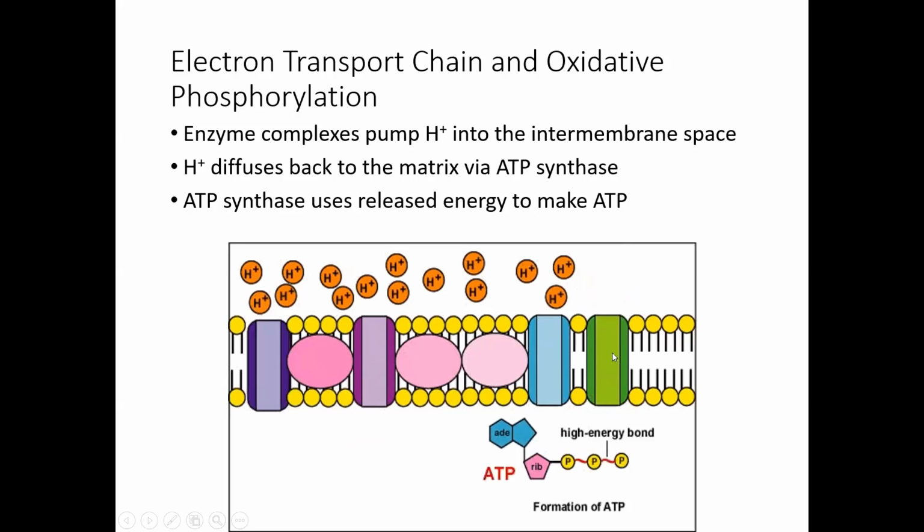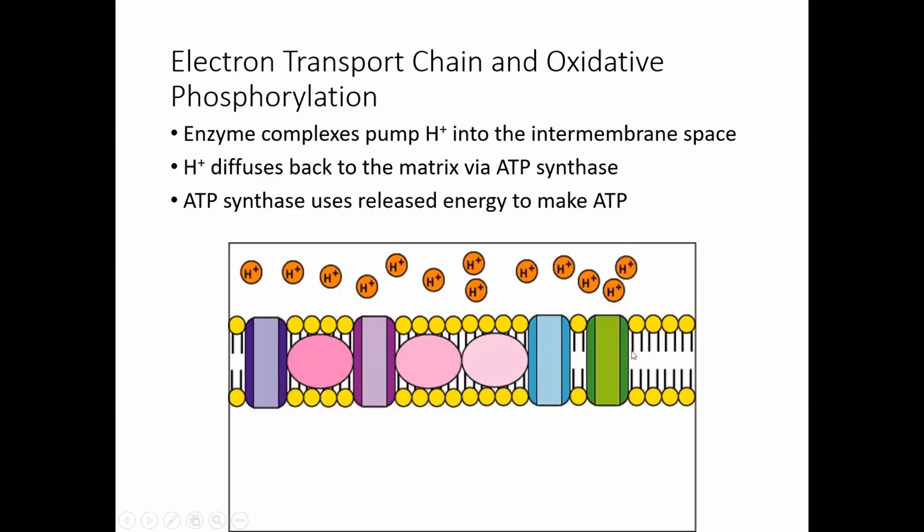And as it does, it causes this enzyme to rotate. Yeah, it actually rotates, it pivots. And when it does, it forces inorganic phosphate onto ADP, making ATP.